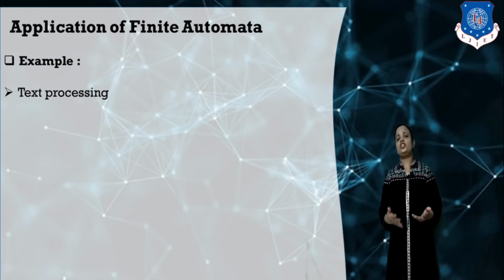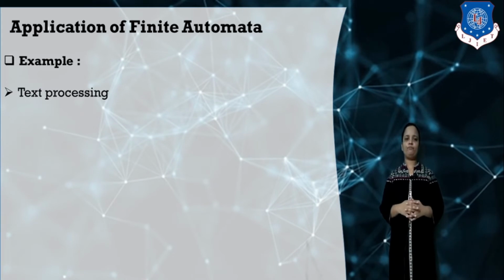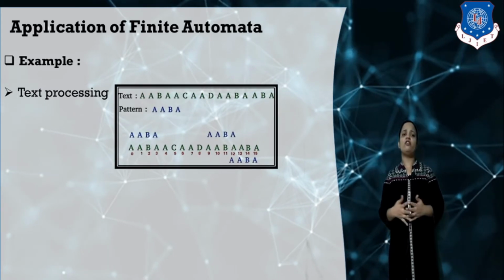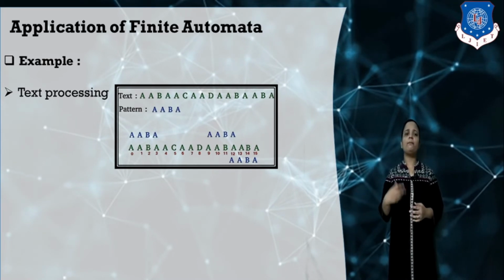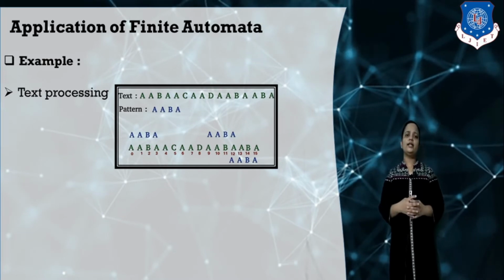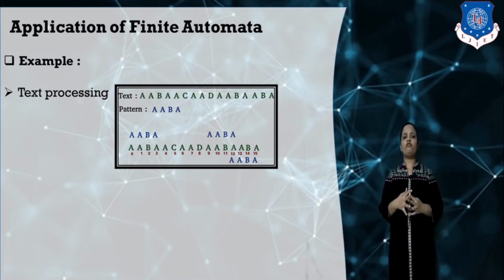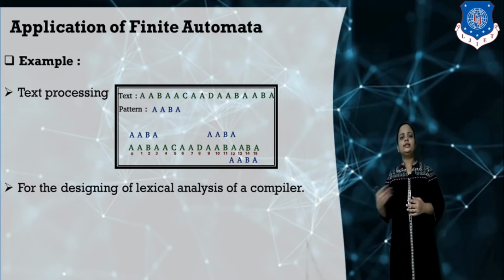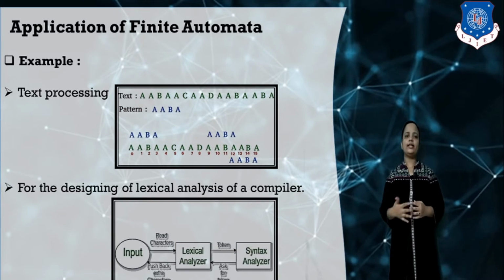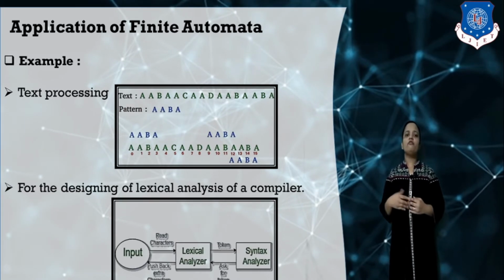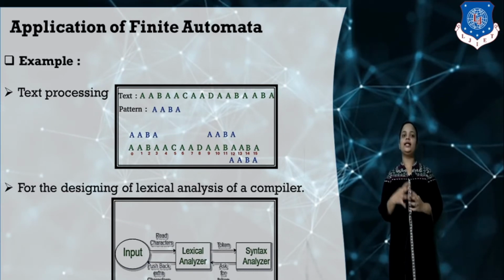So what are the applications of finite automata? The first example we can take is text processing. In text processing, a text is given, and we need to find out whether a particular pattern or string is contained in it or not. We can solve this with the help of finite automata, which we will study in the next videos. The next example of an application of finite automata is the lexical analyzer.